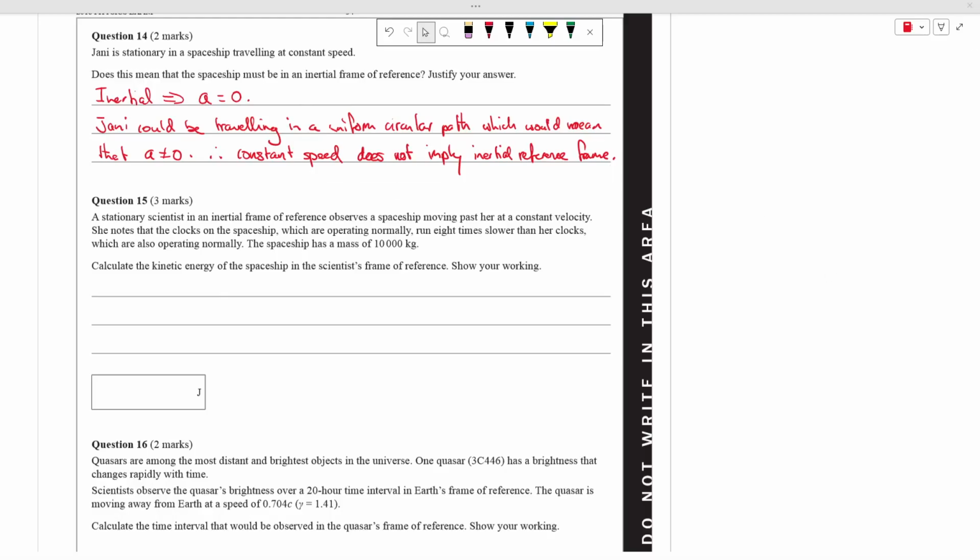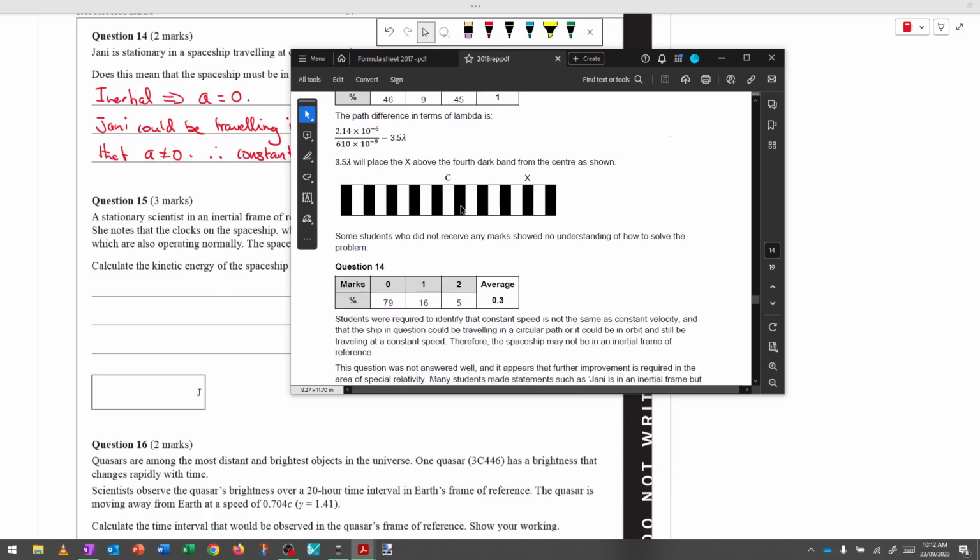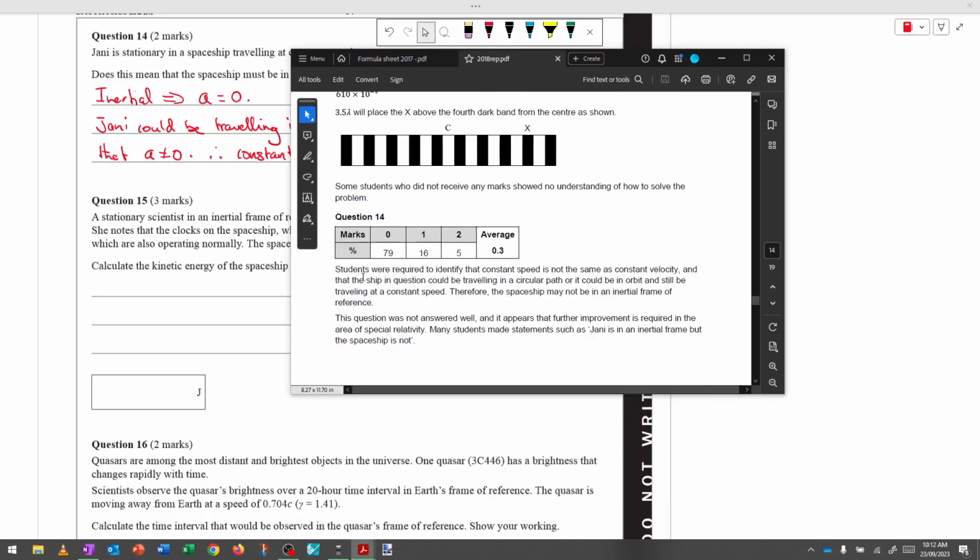Let's see what the report suggests. Students were required to identify that constant speed is not the same as constant velocity. Yep, cool, that's what we did. And that the ship in question could be traveling in a circular path, or it could be in orbit and still be traveling at a constant speed. Therefore, the spaceship may not be in an inertial frame of reference. That's exactly what we said.